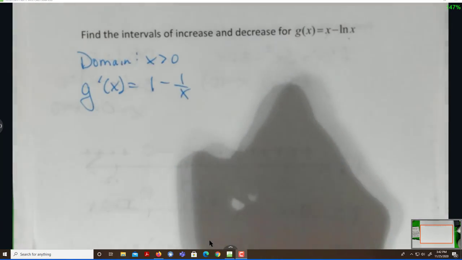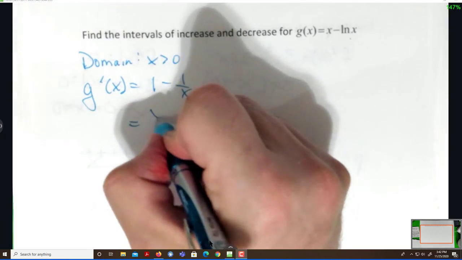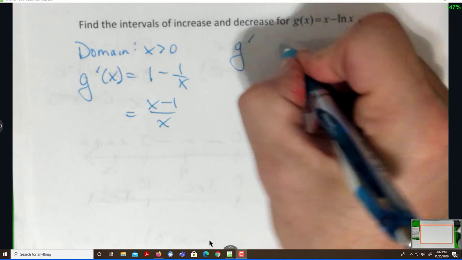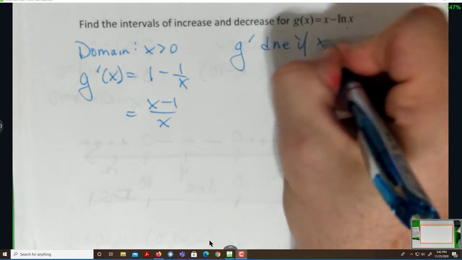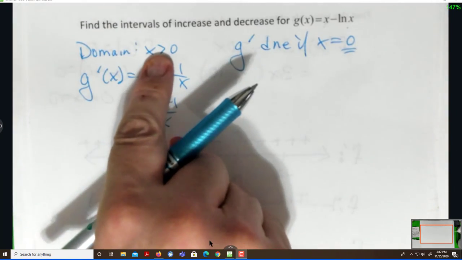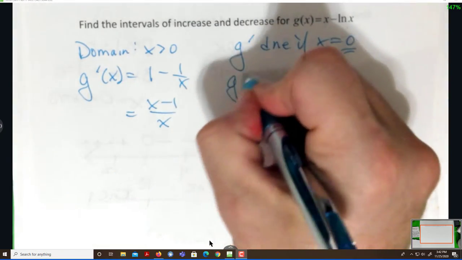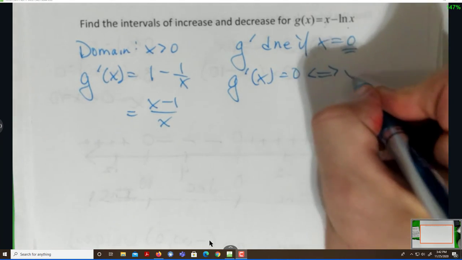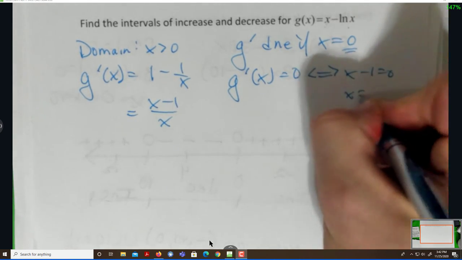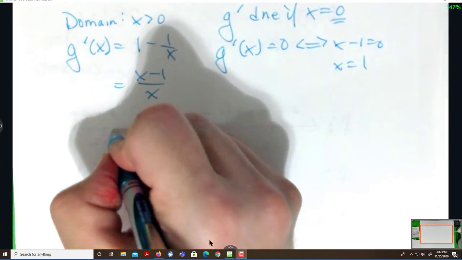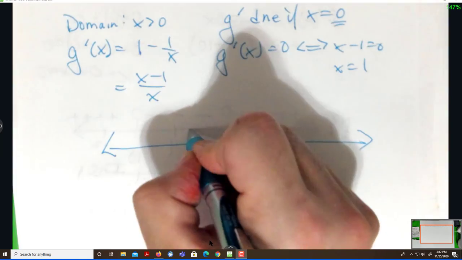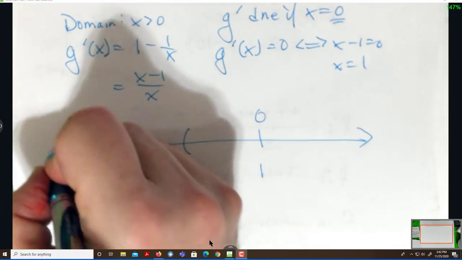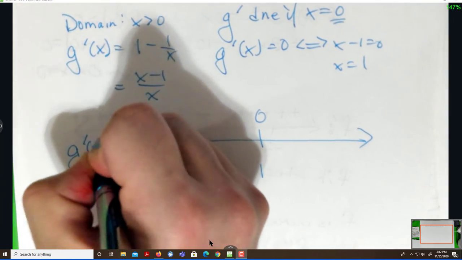So I find the derivative, and if I am doing this right, the derivative does not exist if x is 0, but 0 is not in the domain. The derivative is 0 if and only if the numerator is 0, so 1. So if you think about it, I'm going to make a common mistake to start. I need to come over here and label this G prime.